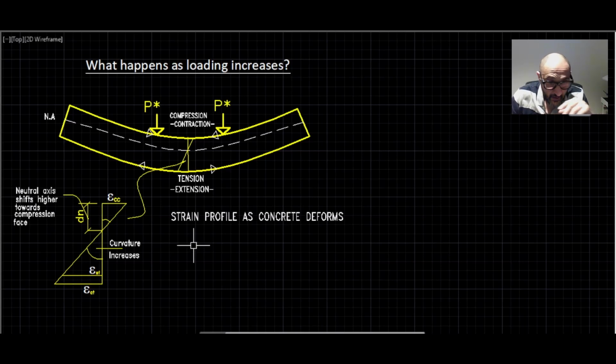And also, as loading increases, what do you think happens to the neutral axis in reinforced concrete beams, especially? It would rise towards the compressive face of the concrete. Now, the rate and distance that the neutral axis would rise would depend on the ductility of the beam.